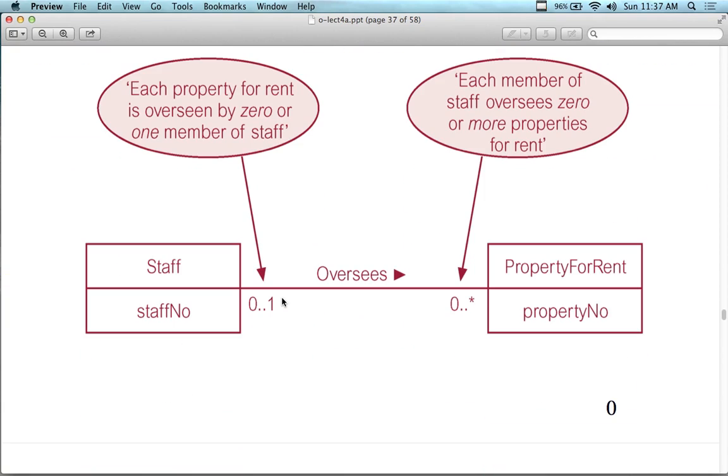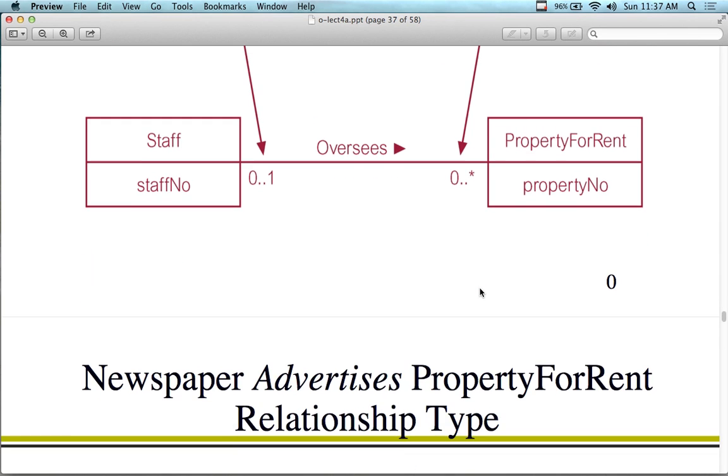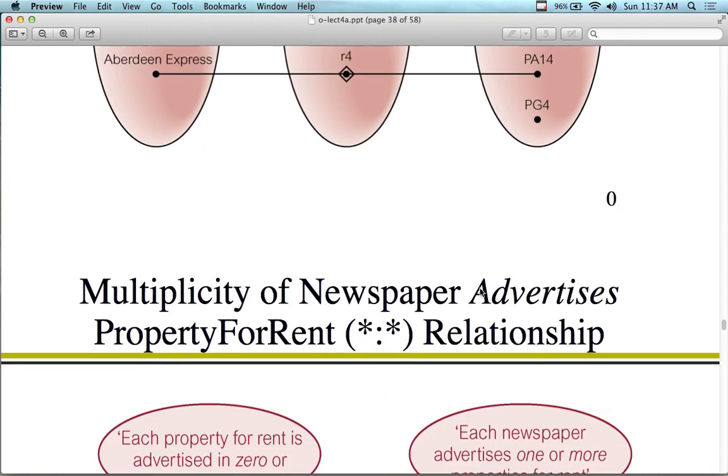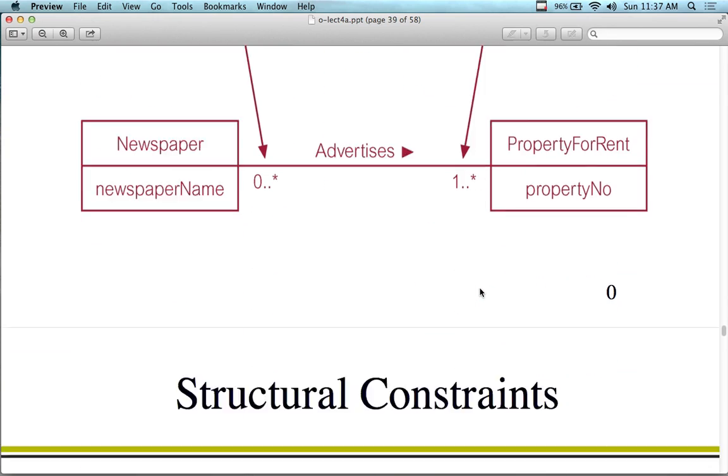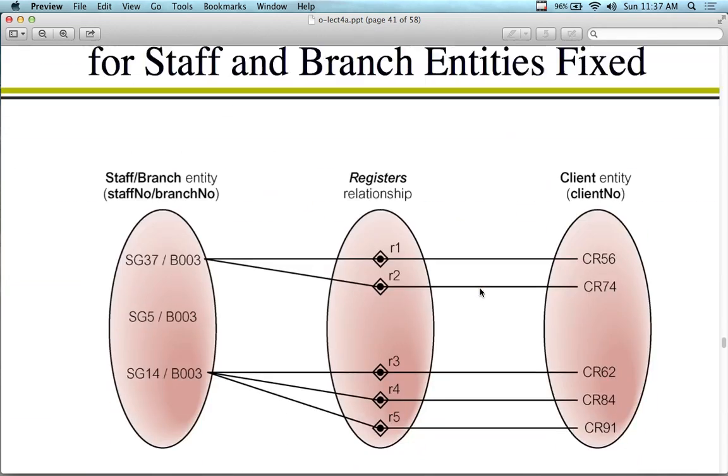And then we have every property for rent is overseen by 0 or 1 member of the staff. And then we have each member of the staff oversees 0 or more properties for rent. 0 ... asterisk. I'm going to go to the slide that has both of them on there.